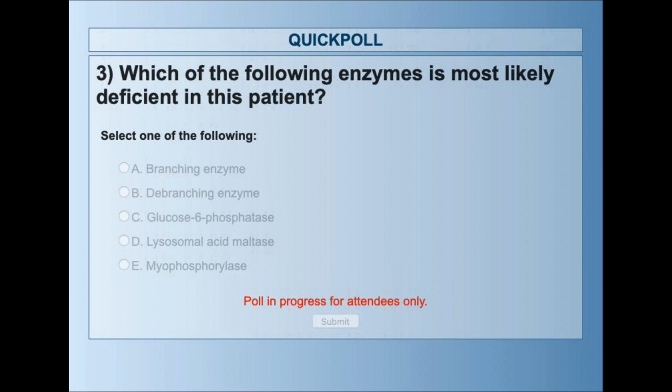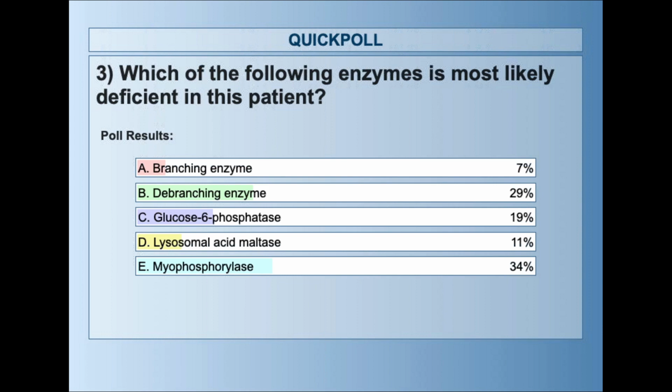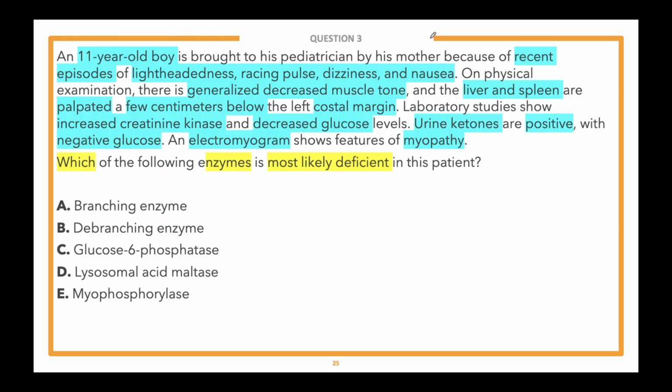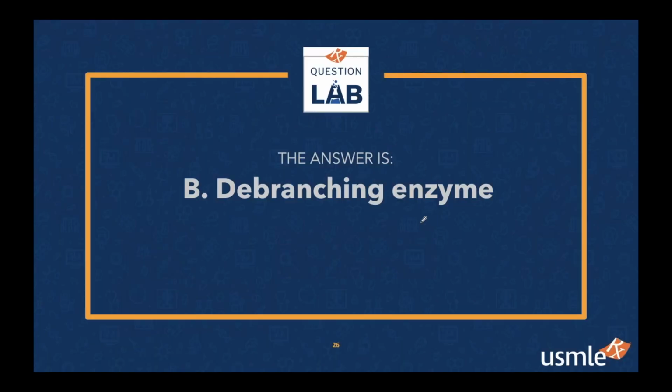All right, let's take a look and see what all of you selected. In first place with 34% was myophosphorylase, and in second place with 29% was D, branching enzyme. So let's take a look and see what the correct answer is. And the correct answer is B, debranching enzyme, and 29% of you got it right. A tough question indeed. This is one of those topics that gives students some pause and can be a little difficult to keep straight. But I trust if you listen to Paris now, you'll master it and knock it out of the park on test day.